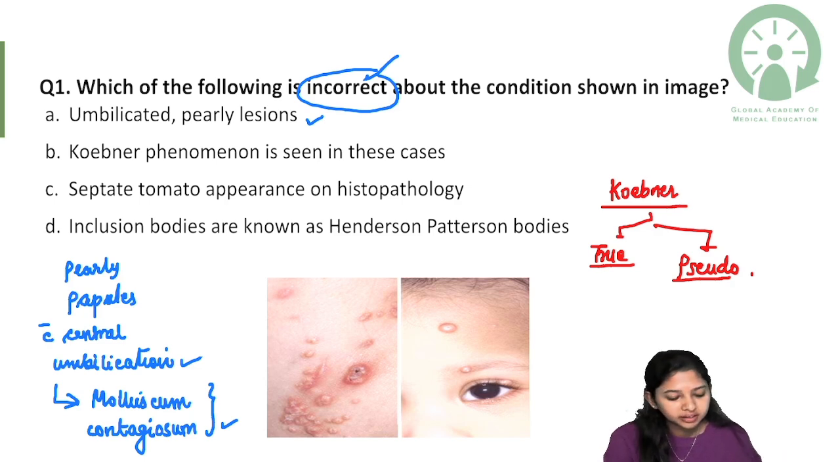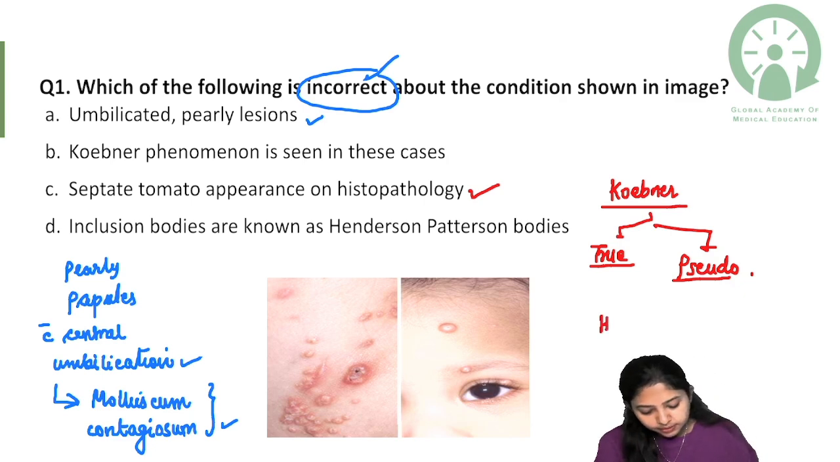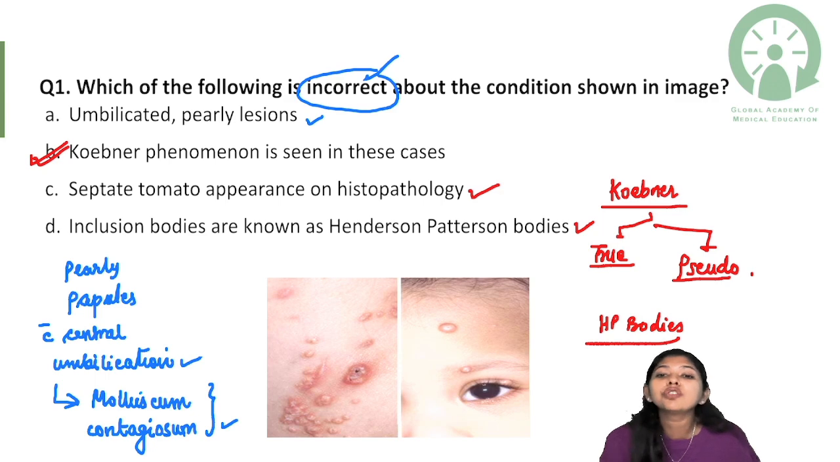But before that, let us look at the other options to see if this is the best correct answer. Septate tomato appearance on histopathology, this is also correct. If you take a biopsy specimen of this papule and see it under a microscope, you are going to get a septate tomato appearance. So this third statement is also correct. Inclusion bodies are known as Henderson-Patterson bodies. This is also correct. You get intracytoplasmic inclusion bodies in molluscum contagiosum, which are known as Henderson-Patterson bodies, right? So the best correct answer is B. You get a pseudo Koebner phenomenon here. You do not get a true Koebner phenomenon here.